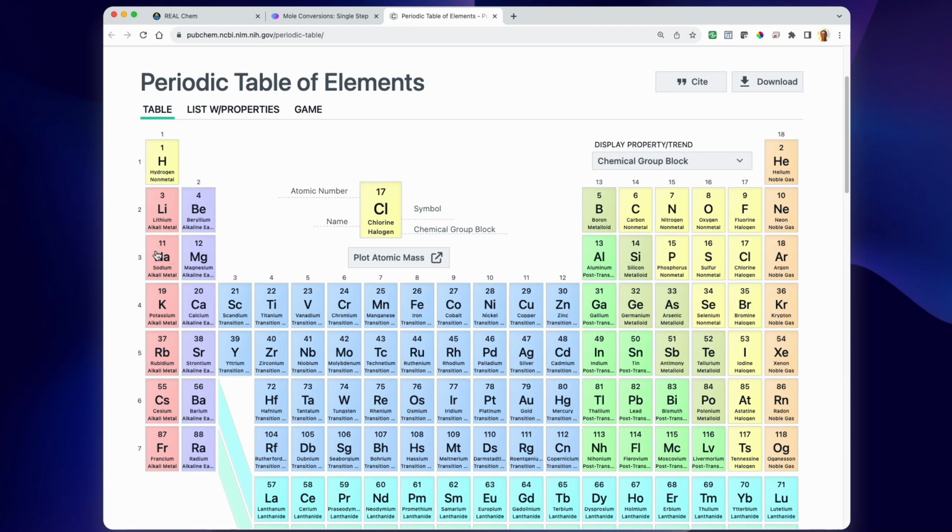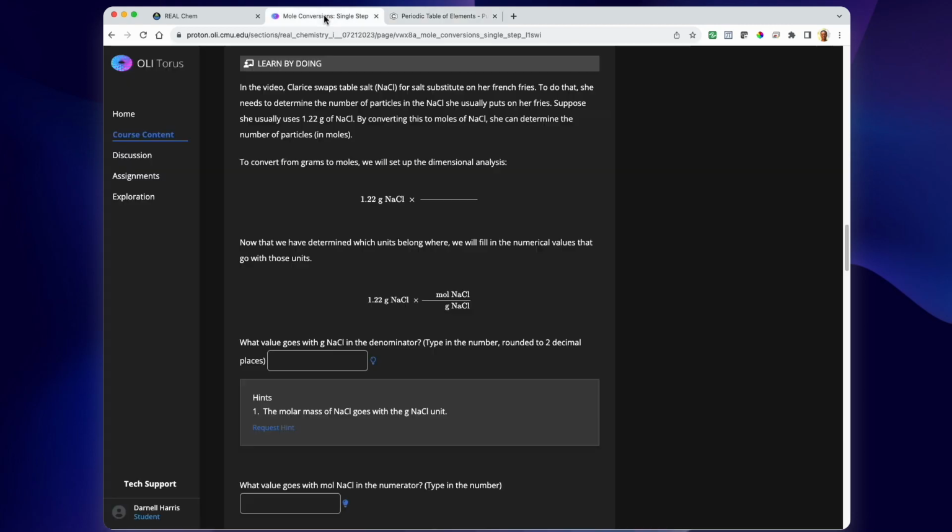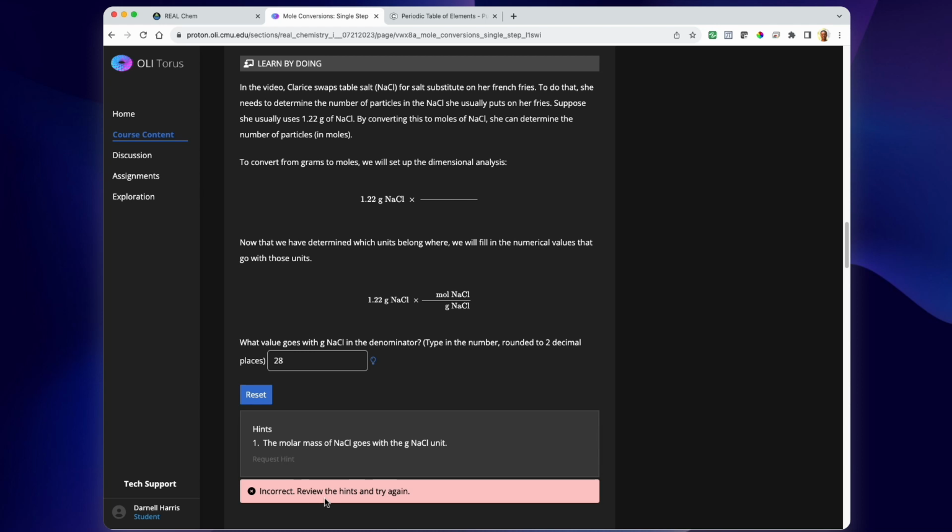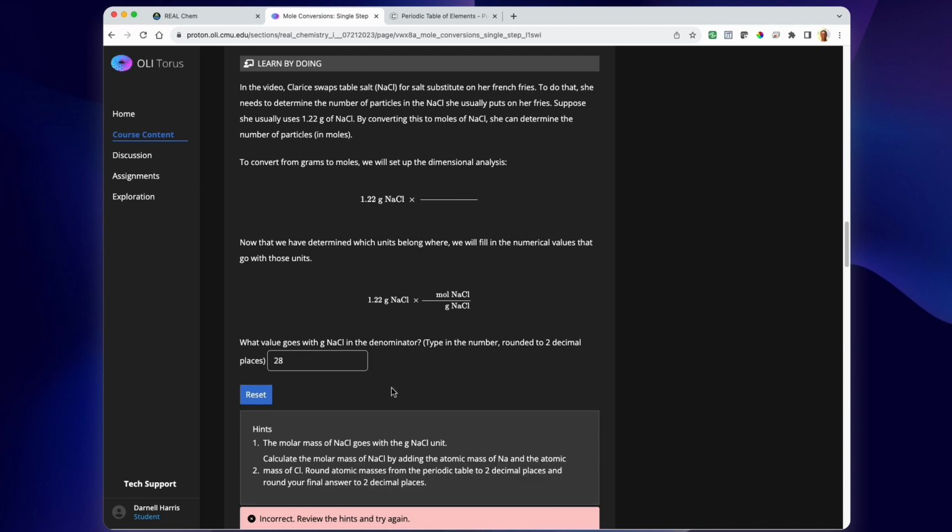Checking the sodium, I see right next to it is the number 11. And for chlorine, I see the number 17. So I'm gonna add this up. This is 28. So I guess the answer here is 28. Let's try that. That's wrong. Okay, so let's ask for another hint.